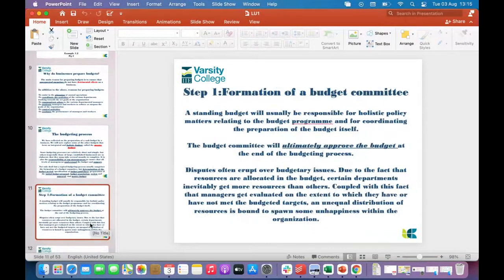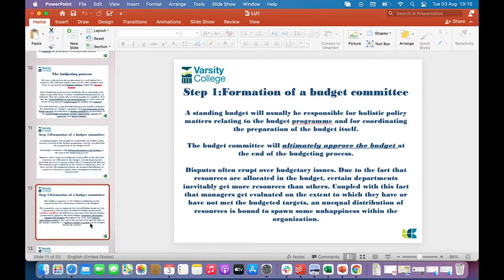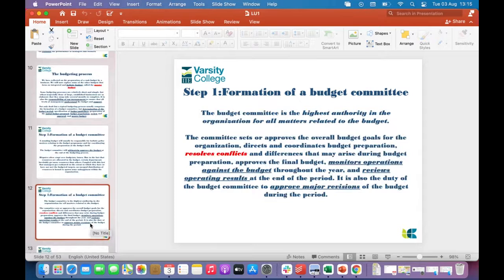Okay. So step one, formulation of a budget committee. That's the first thing that takes place in the process of creating a budget. These are the guys who will approve the budget at the end of the budgeting process, the committee. They will also relay what is important for each department or group to include in the budget. Okay, they will communicate the goals of the organization to everybody involved. They will also resolve conflicts. Okay, the budget committee is the highest authority in the organization for all matters related to the budget.